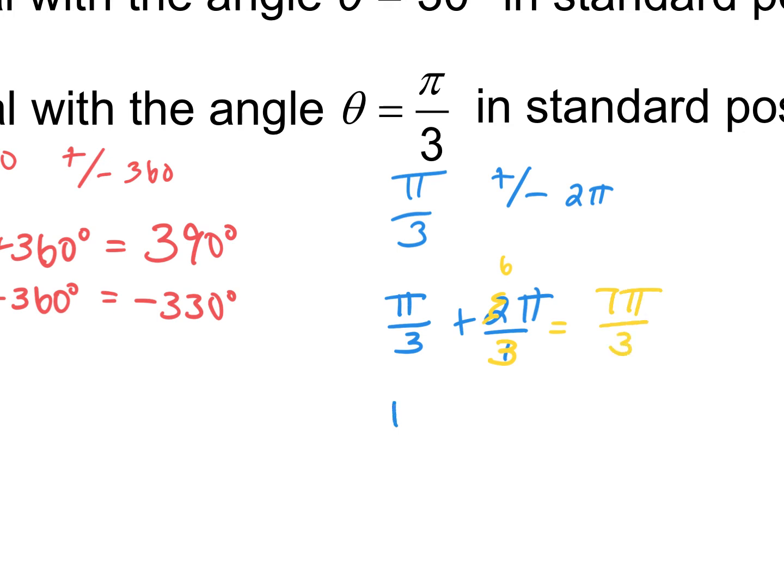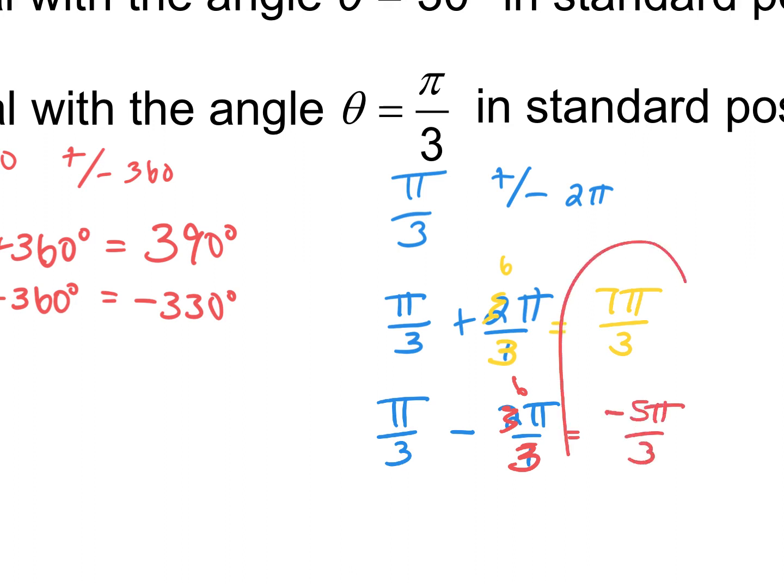Now, if I wanted to get a negative one, I would say pi over 3 minus 2 pi over 1. Again, I need a common denominator, so my common denominator would be 3. So this would be 6 pi, right? So what's pi minus 6 pi? 1 minus 6. Negative 5 pi over 3. Those are your two coterminal angles. Those are coterminal.